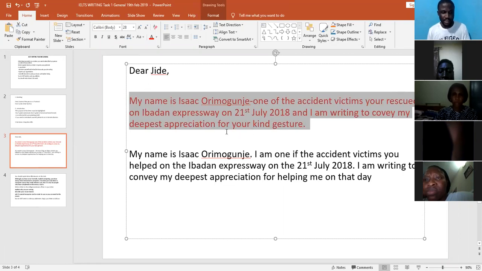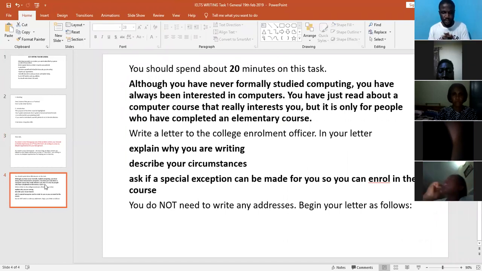Okay, so now before I transit to the next thing, I will show you a sample write-up. You might say it's more complex than the one I gave you, but I want you to give it a try. This is an introduction, please, 5 minutes. You're going to write a greeting and an introduction. Although you have never formally studied computing, you have always been interested in computers. You have just read about a computer course that really interests you, but it is only for people who have completed an elementary course. Write a letter to the college enrollment officer. In your letter, explain why you're writing, describe your circumstance, and ask if a special exception can be made for you so you can enroll in the course. Okay, so I'm giving 5 minutes. Please write a greeting, write an introduction before we proceed, and send your response.